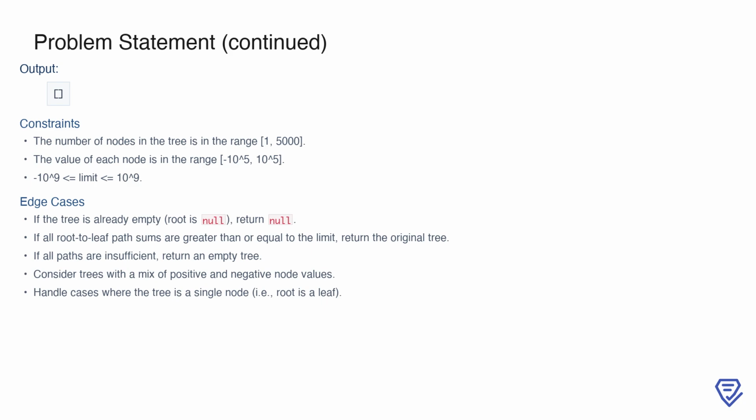Edge cases include handling empty trees, trees where all paths are valid, and trees where all paths are insufficient. Additionally, trees with mixed positive and negative values should be carefully considered to ensure accurate pruning.